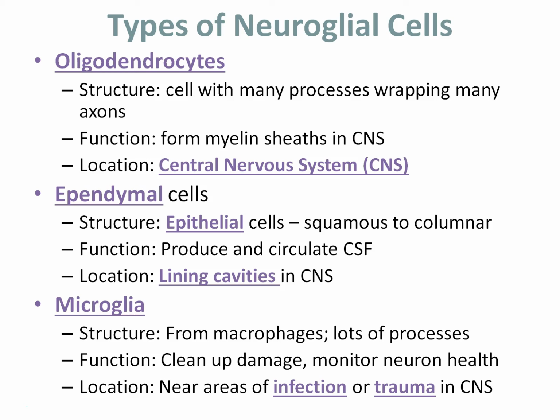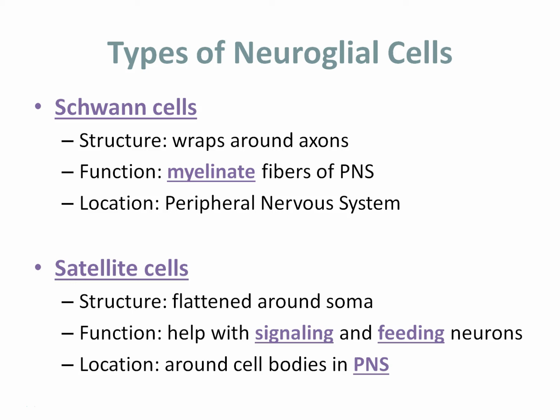Microglia are an immune cell that develop from macrophages and have lots of processes but are very small in size. They clean up damage and monitor neuron health. We find these near areas of infection or trauma in the central nervous system.